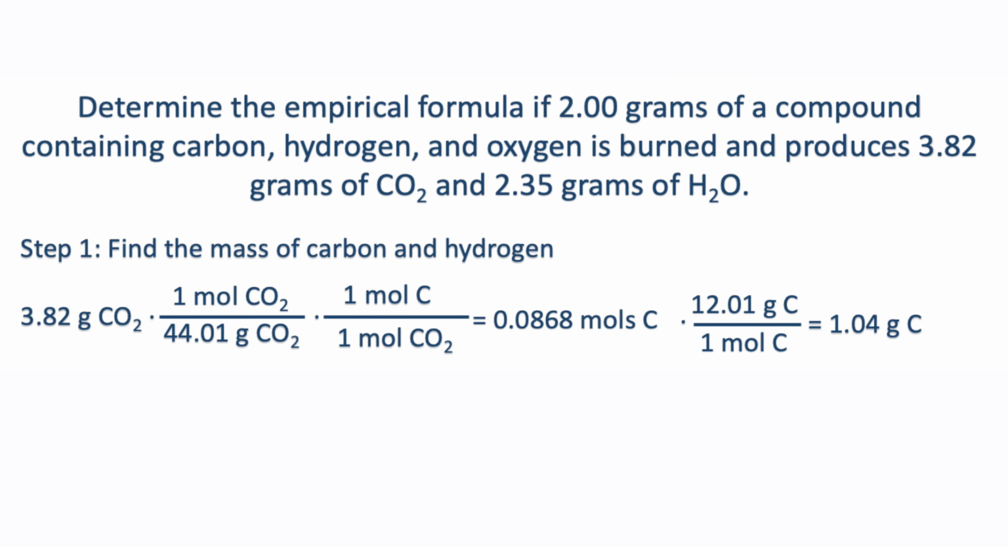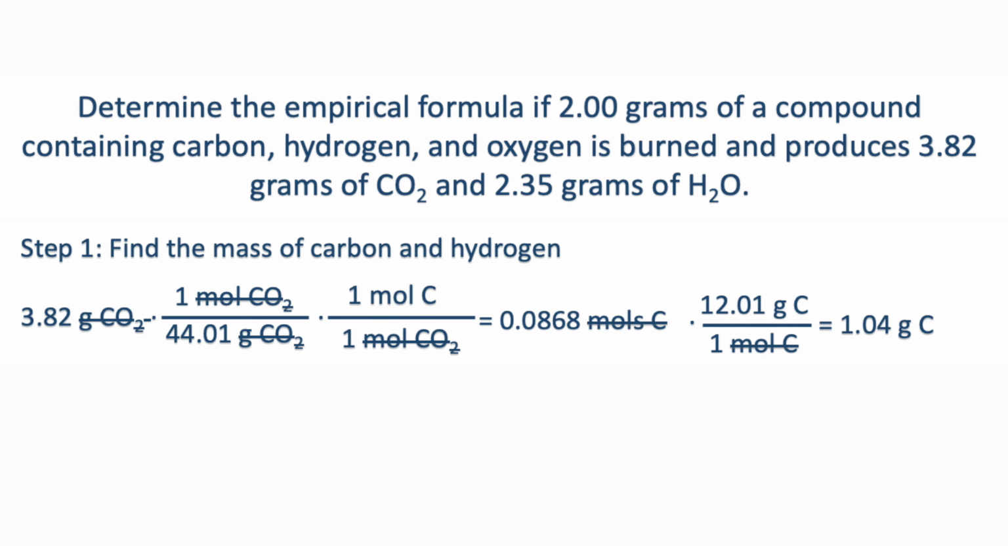For example, if 2 grams of a compound containing carbon, hydrogen, and oxygen is burned, it produces 3.82 grams of CO2 and 2.35 grams of water, we can use this information to find the empirical formula. We can use the mass of CO2 and water to determine the starting amounts of carbon and hydrogen respectively. We can use the molar masses to convert the mass of CO2 into moles of CO2 molecules. We also know that 1 mole of CO2 contains exactly 1 mole of carbon atoms. This means that the products contain 0.0868 moles of carbon atoms in the unknown compound.